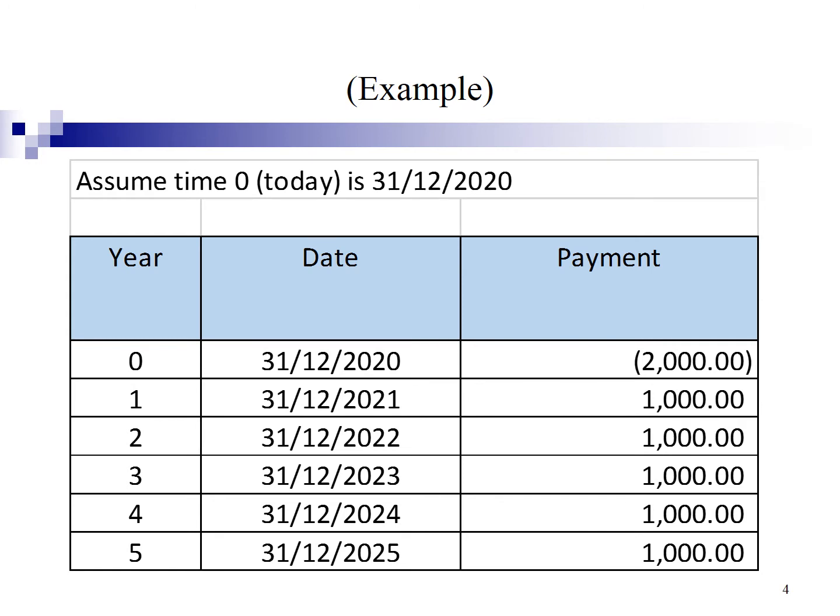Let's look into an example. Assuming today is 31st December 2020, time 0. This investment project requires an initial investment of 2,000. The cash inflows for the next 5 years are 1,000. Our objective is to calculate the XNPV and XIRR. After that, we will compare the results with the conventional NPV and IRR. Let's start.